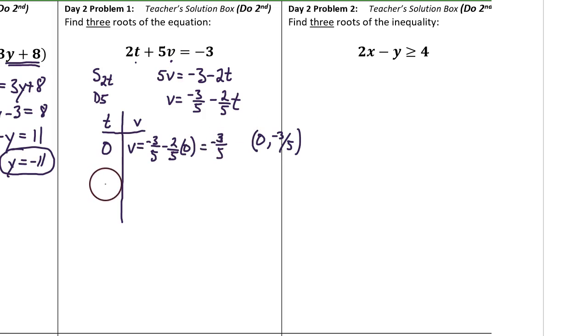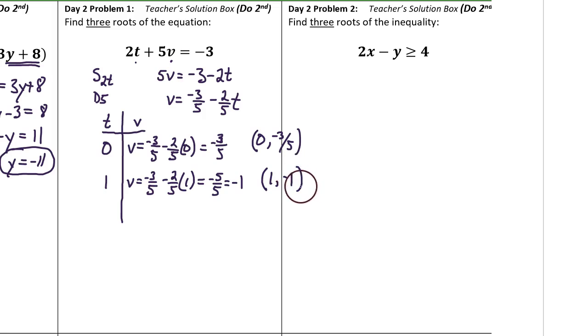Let's choose another number for t. I'm going to choose 1. v equals negative 3/5 minus 2/5 times 1. 2/5 times 1 is 2/5. So negative 3/5 minus 2/5 is negative 5/5. That reduces to negative 1. In parentheses, when t is 1, v is negative 1.